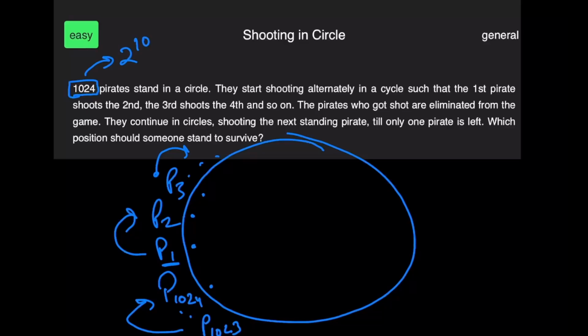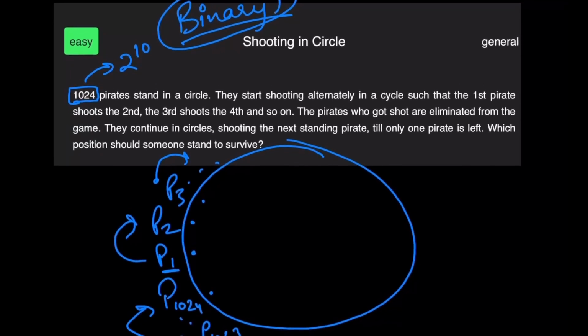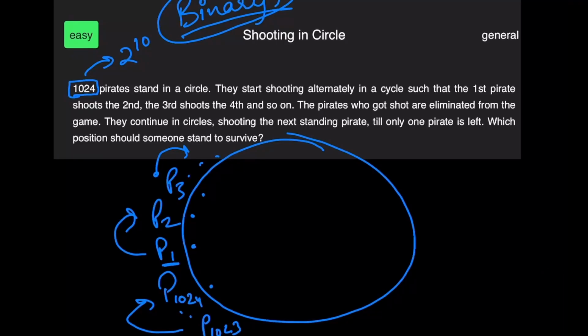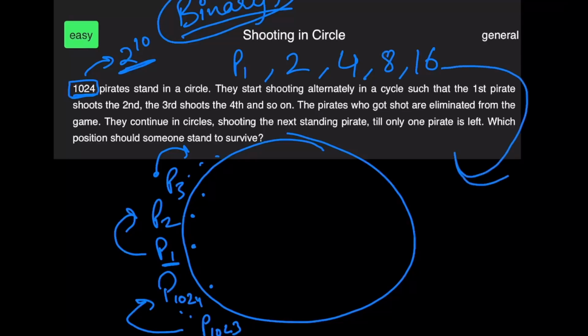Also, since we're talking about pirates shooting every alternate pirate, or shooting the pirate in front of them, you can start to get a feel of binary numbers and binary patterns and how that might help come towards the solution. Another thing is, since this is a very large number, you might try to think about a case where there's only one pirate, or two pirates, or four pirates, or eight pirates, or 16 pirates. You might start to see a pattern, and you can just use induction.